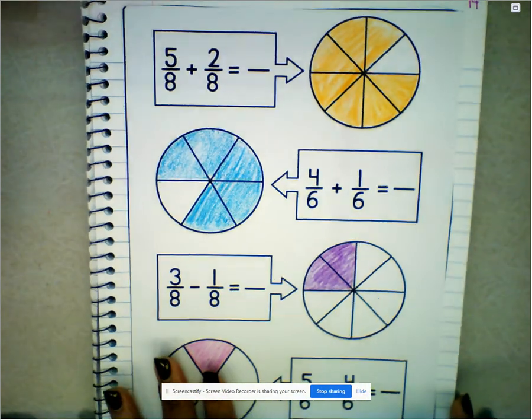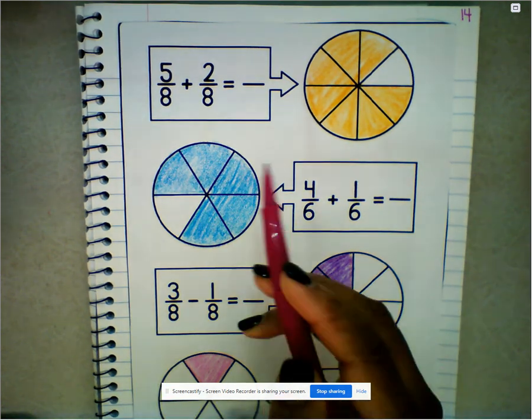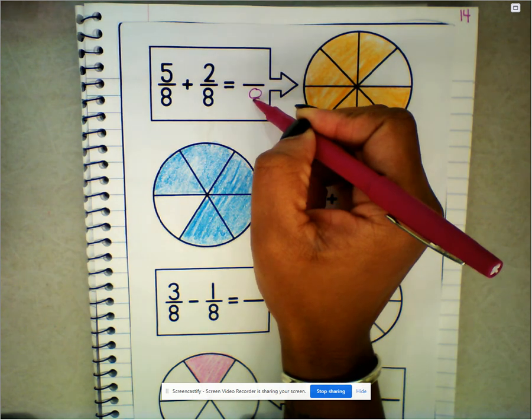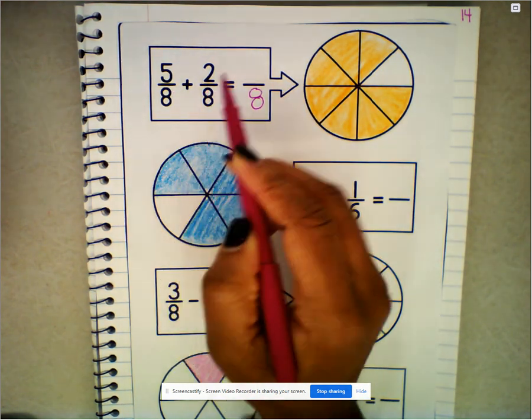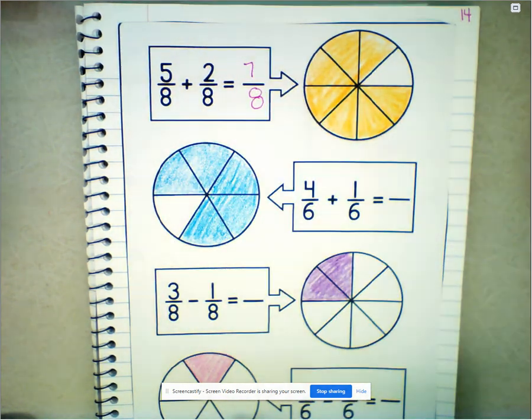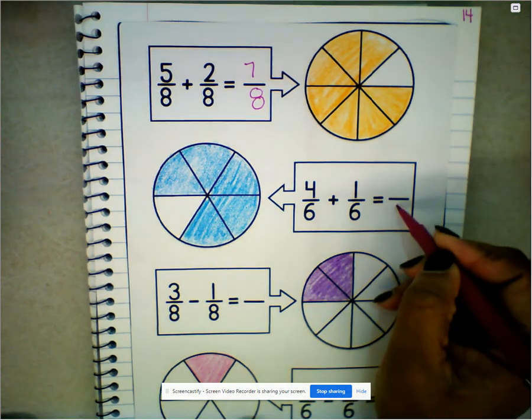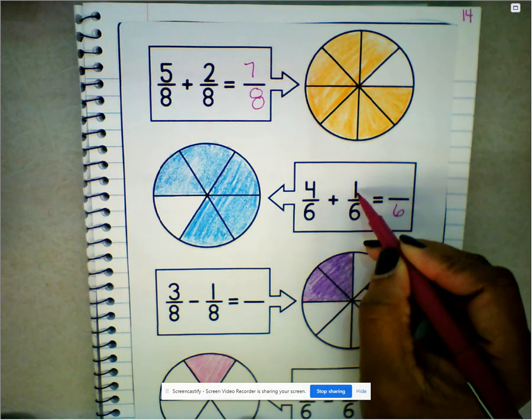Same thing. We already have our common denominators. So the 8 stays the same. We're just going to add our numerator. 5 plus 2 gives us 7. So we have 7/8. Same thing here. Denominator's the same. So we have 6. 4 plus 1 gives us 5.